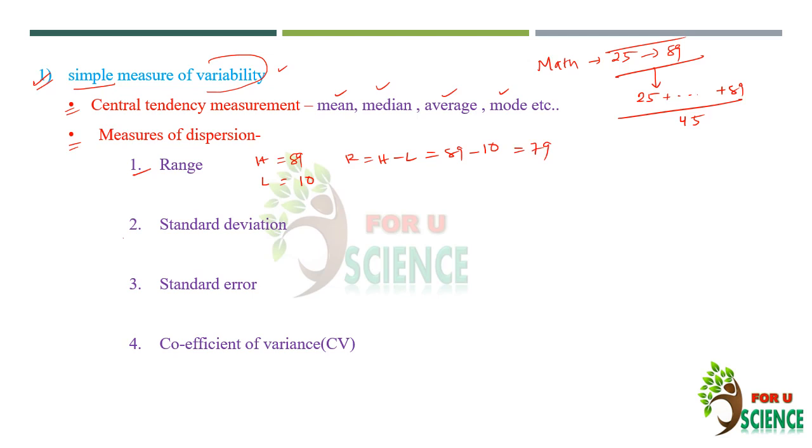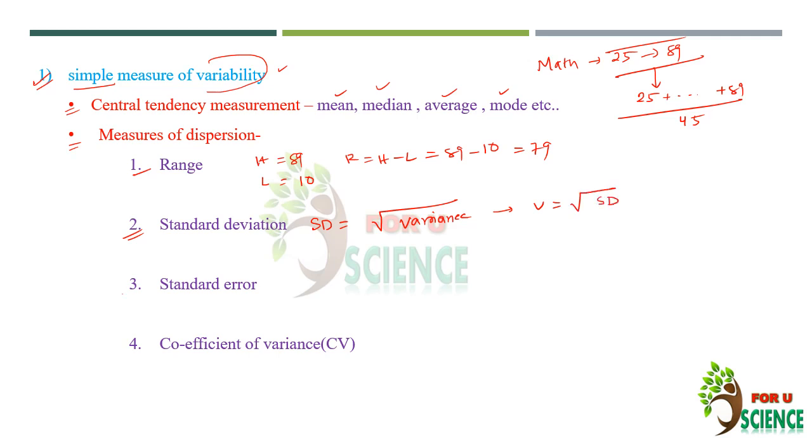Then if we come to standard deviation, it is the square root of variation. That means the square root of the arithmetic mean of the squares of all deviations measured from the mean. You can simply say that standard deviation is equal to the square root of variance.